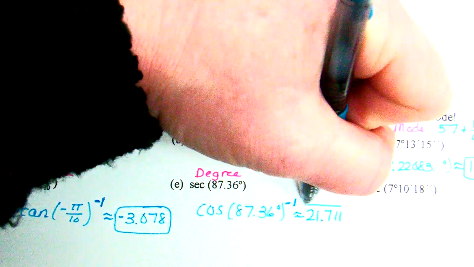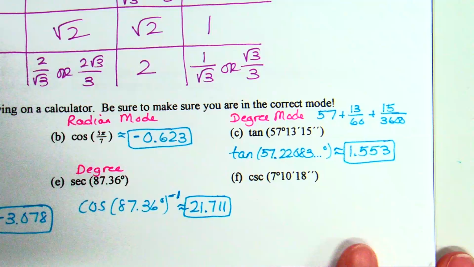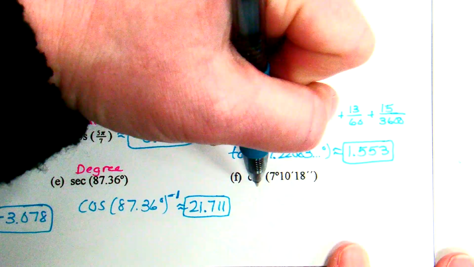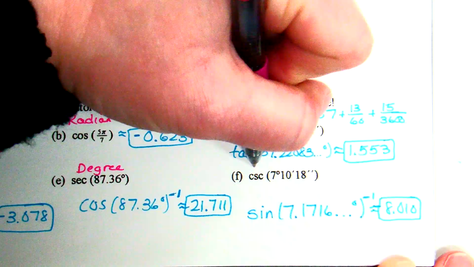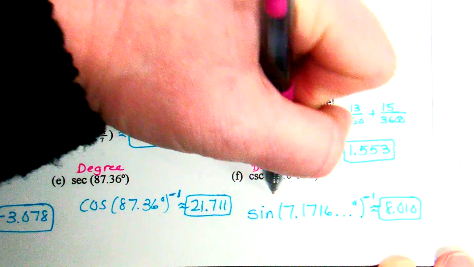And as you're packing up, I'm just going to write in, on this last one, cosecant, you would end up doing the sine of its 7.1716 degrees to the negative first, and it is 8.010. Do the homework for tomorrow. Yes, it is due tomorrow. Okay? Just giving you some things you can check with and play with your calculator.